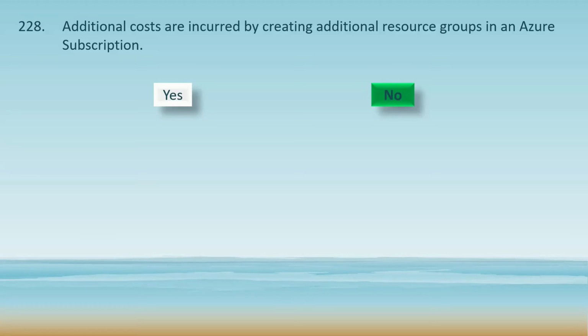Resource groups are organizational containers that help you manage and organize your Azure resources. They provide a way to manage and control access, policies, and monitoring for resources within them. Costs are associated with the resource you create within the resource group. So you create more resources, you pay more, but you don't really pay for creating resource groups.